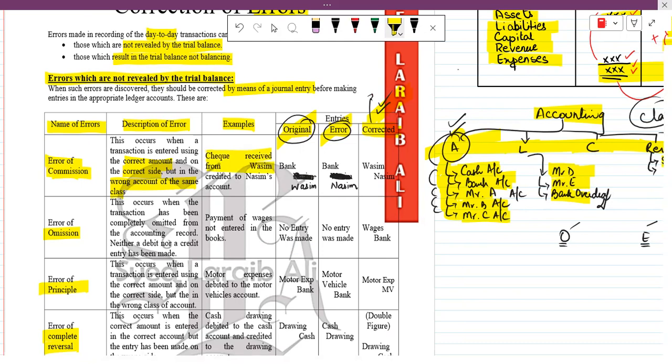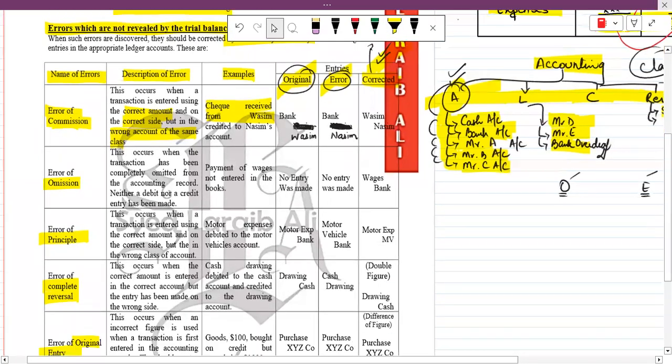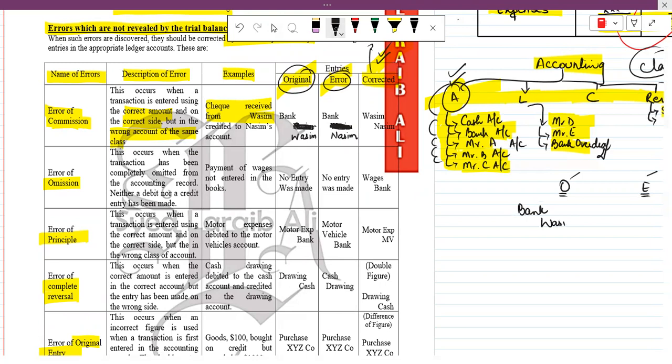What was supposed to be the original entry here? We received a cheque from Wasim. So bank should have been debited and Wasim should have been credited.